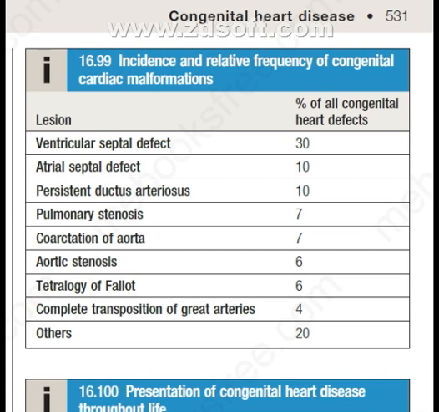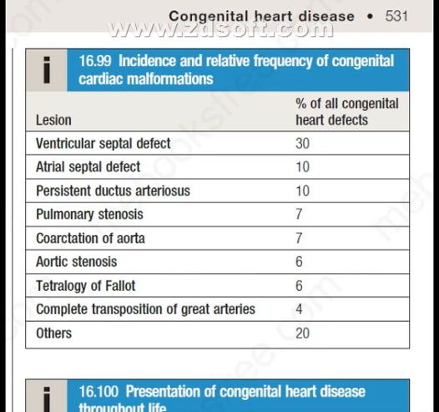Now, the incidence and relative frequency of congenital cardiac malformation. This table shows the incidence and relative frequency of congenital cardiac malformation. Here we can see the ventricular septal defect is more common, about 30% of all congenital heart defects. Then atrial septal defect, its frequency is 10%. Persistent ductus arteriosus or PDA, its frequency 10%.